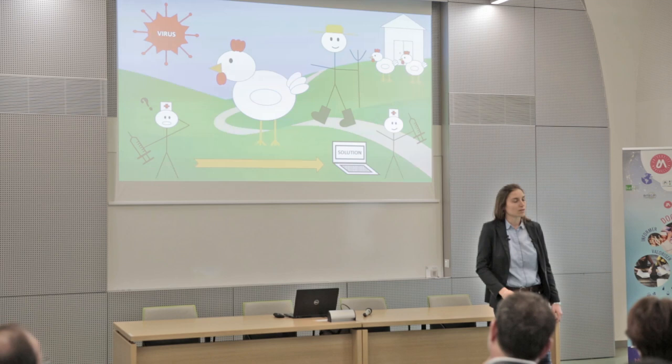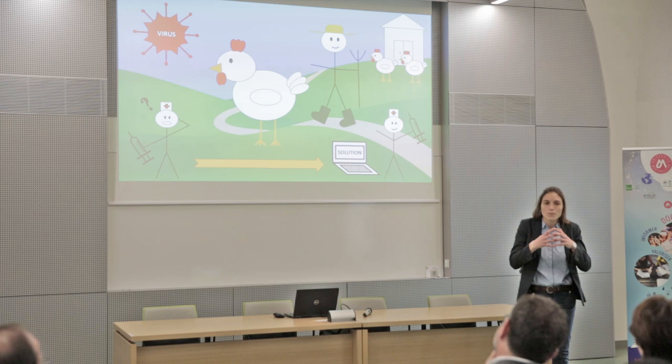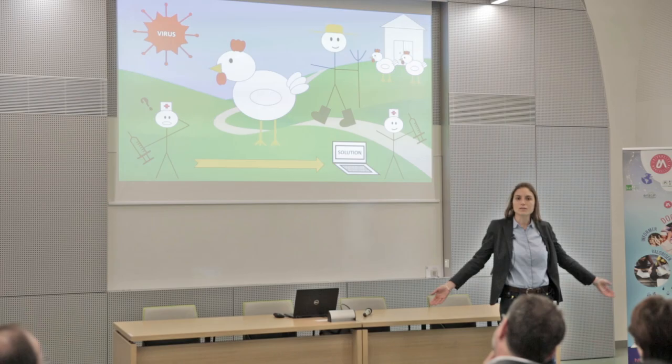The aim of my PhD work is to develop a tool to identify in which farms birds must be vaccinated to prevent the spread of avian influenza in the entire poultry population. For example, what happens if we vaccinate only the farm of Mr. Chicken? Would that be enough to protect chickens from the other farms? Or what if we vaccinate only the most interconnected farms? Or would it be better to vaccinate only the biggest farms?